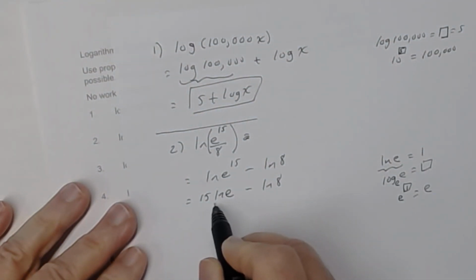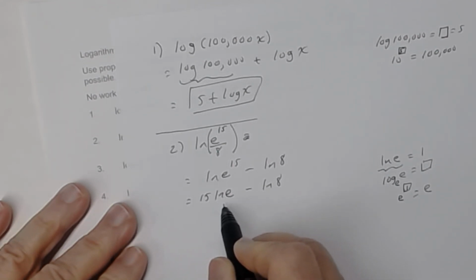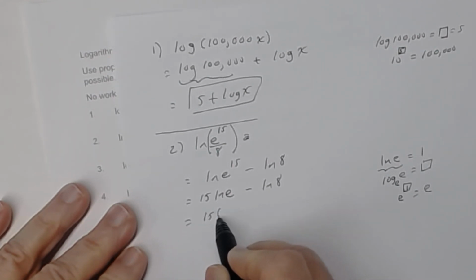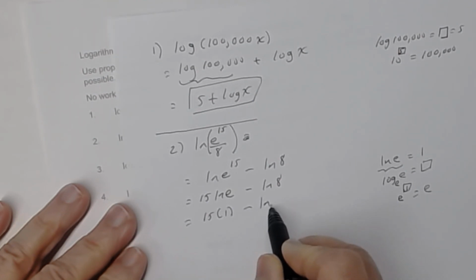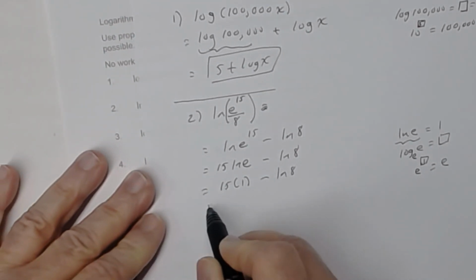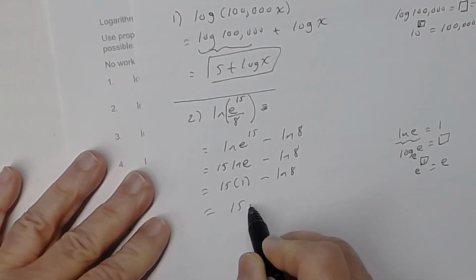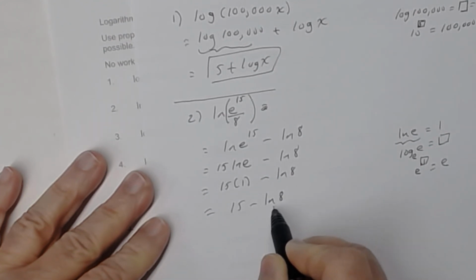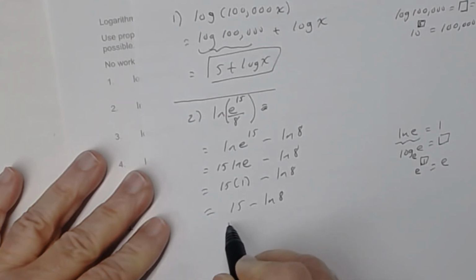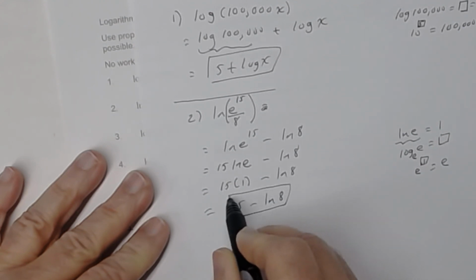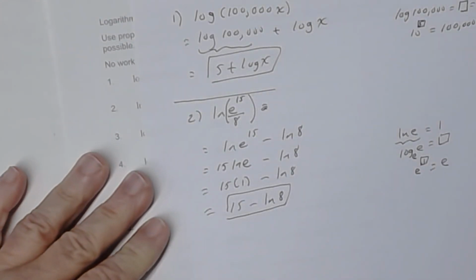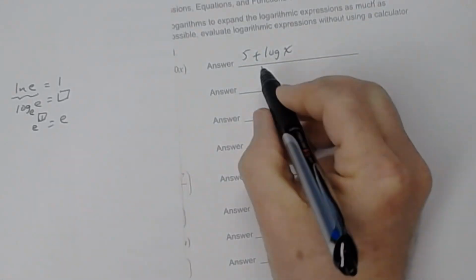So then what that means is this right here where we have 15 times the natural log of e, that really means 15 times 1 minus the natural log of 8. And then 15 times 1 is 15. So I get 15 minus the natural log of 8. And you cannot simplify the natural log of 8. So that's your answer. So 15 minus the natural log of 8.